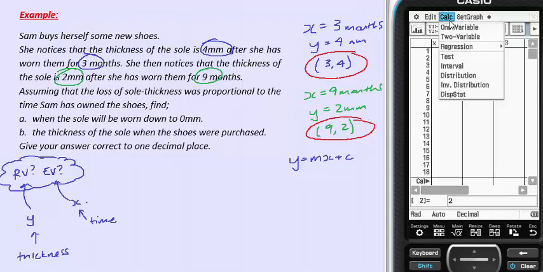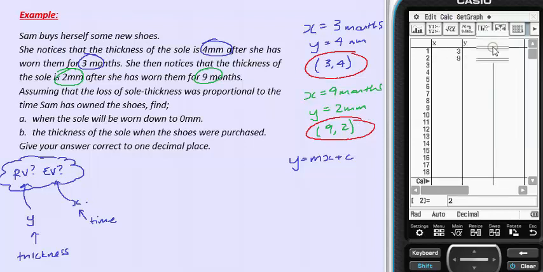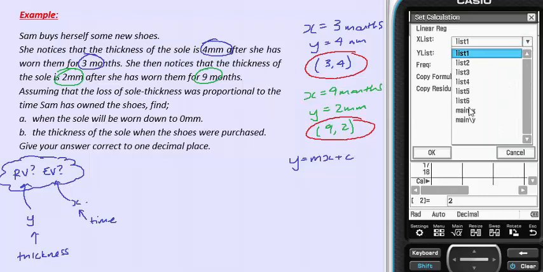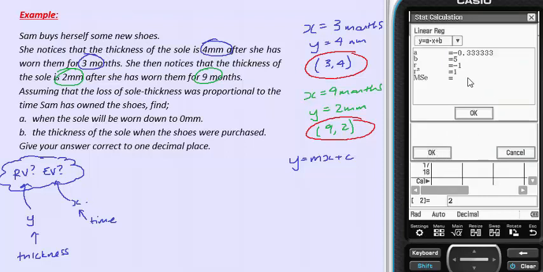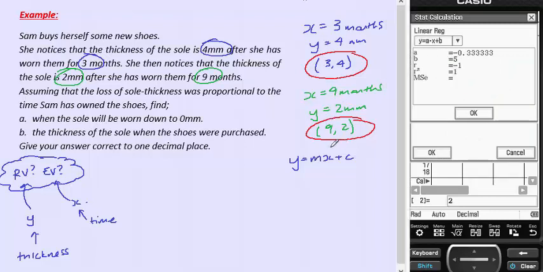Now I'm going to go to calc, regression, linear regression, and I'm going to say my x's are my x's and my y's are my y's. And I get an answer here. Now remember, if I'm looking for y equals mx plus c, on my calculator that's going to appear as y equals ax plus b. These are the same thing. So here they are, and now I need to answer my questions.